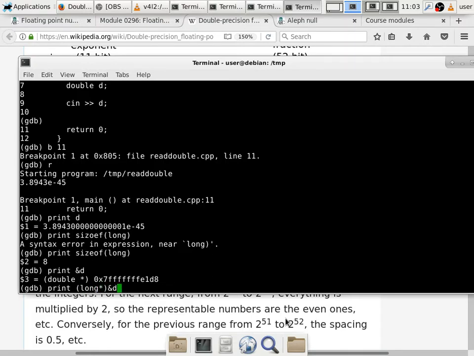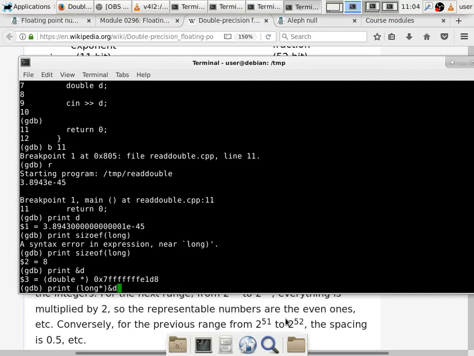I'm casting the address of D into an address of a long. Okay, so what do you think is going to print this time? When I press the enter key, it's going to say $4, which is referring to which expression I have typed in this particular section of GDB. And then what do you think the rest is going to show? It's not going to show double, right? Because I just cast it into a long. So it's going to say long asterisk, which means it's an address of a long.